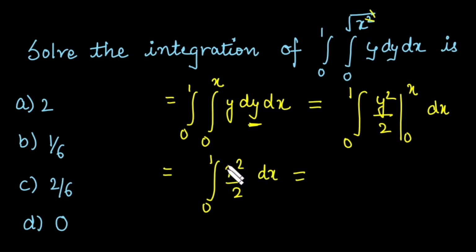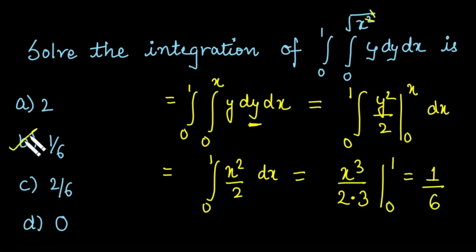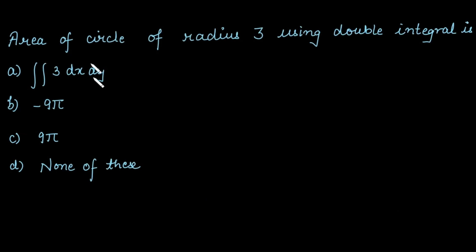Now integrate with respect to x, that is x cube by 3. Already 2 is there, so 2 into 3. Limits of x is 0 to 1. Substitute upper limit and lower limit. We have 1 by 6. Option B is correct.